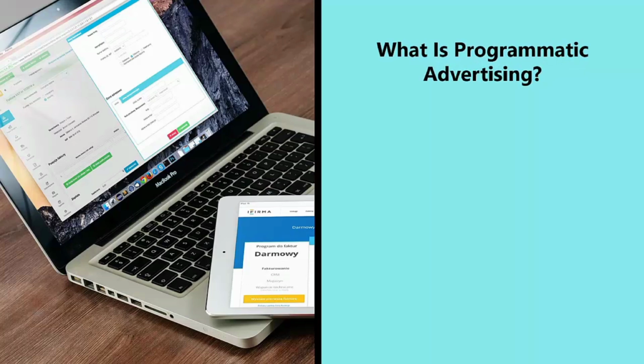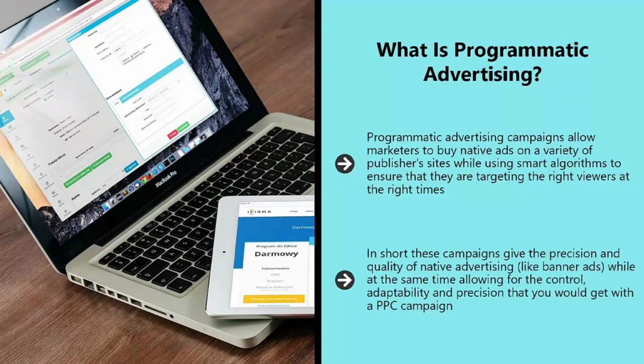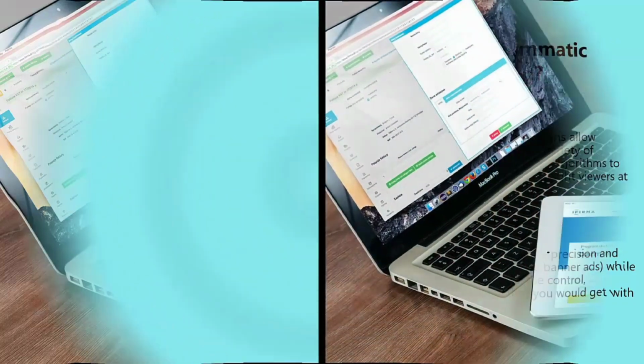What is programmatic advertising? Programmatic advertising campaigns allow marketers to buy native ads on a variety of publisher sites while using smart algorithms to ensure that they are targeting the right viewers at the right times, all while remaining within budget thanks to a bidding system that allows them to compete for impressions with other advertisers. In short, these campaigns give the precision and quality of native advertising, like banner ads, while at the same time allowing for the control, adaptability, and precision that you would get with a PPC campaign. The net result is ads appearing on the sites of carefully selected publishers, but only when and if they are likely to yield the best results.